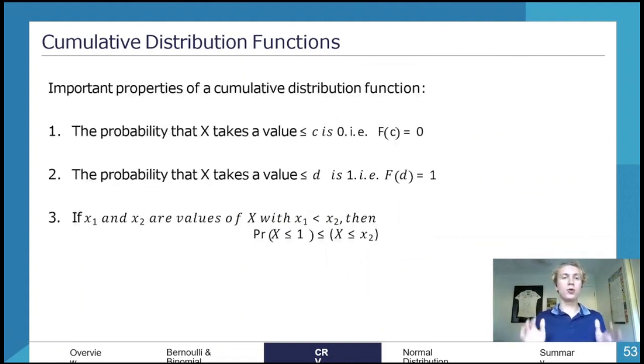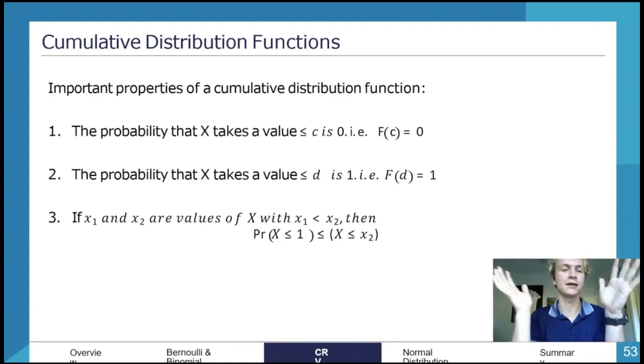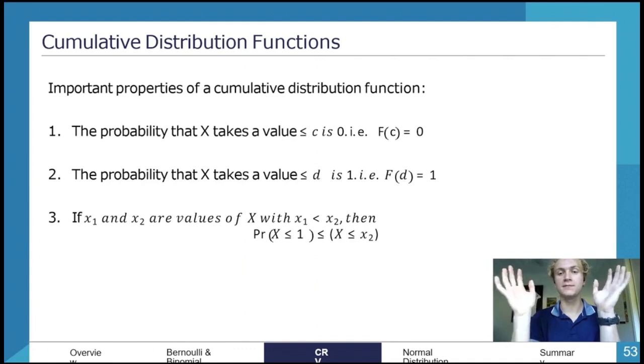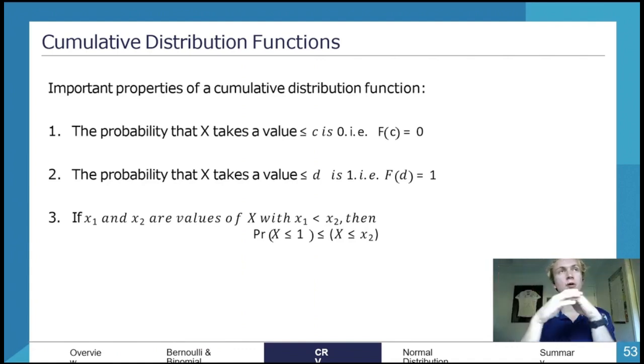Okay. Important properties of a cumulative distribution function. One, the probability that x takes a value less than or equal to c is 0, i.e. F of c is 0. That's just saying c is the lower bound, whether that be negative infinity, 0, whatever. Two, the probability that x takes a value less than or equal to d is 1, i.e. F of d equals 1. This is basically just saying that d is the upper bound.